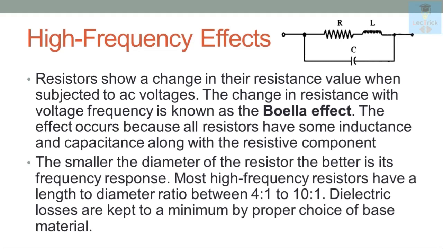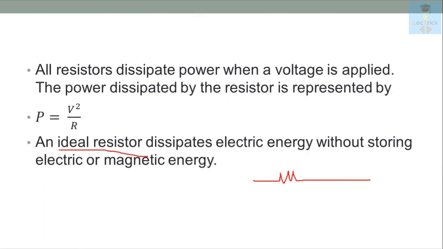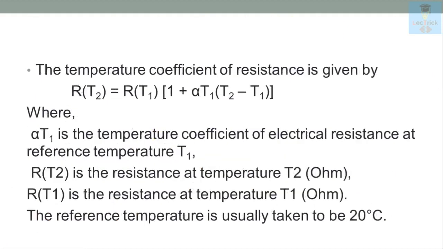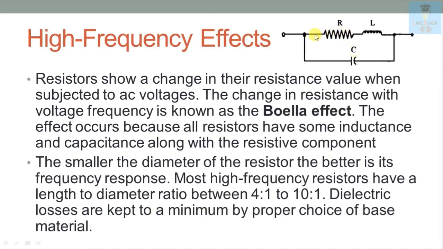So this is the high frequency effect. As I told you in the previous slides, an ideal resistor dissipates only electrical energy without any storage of electrical or magnetic energy. Then R, L and C come in, because of the components' property. The resistors show a change in their resistance value when subjected to AC voltage. When an AC voltage is applied across it, there is a change in resistance with voltage frequency. That is known as the Boella effect.